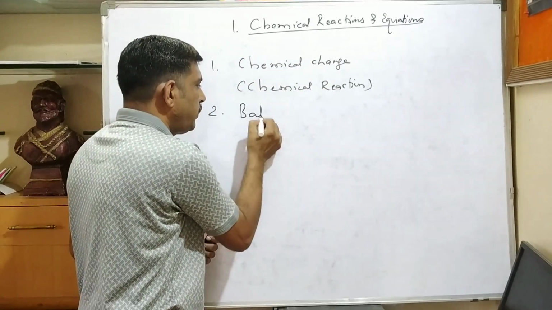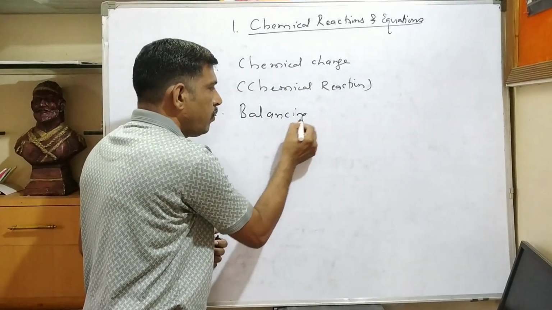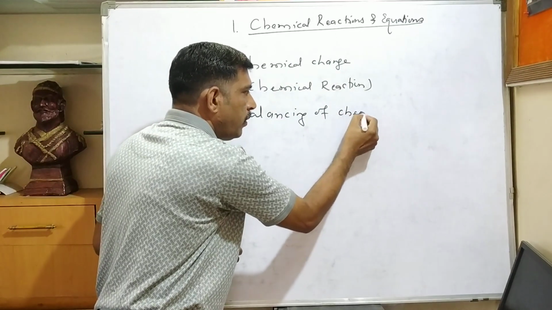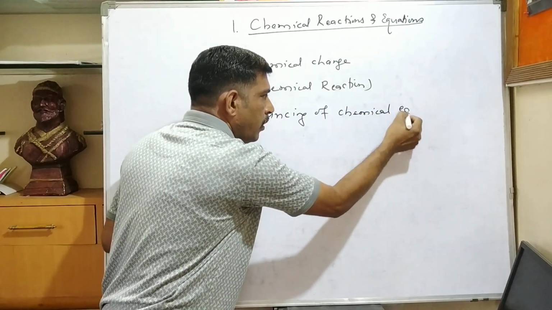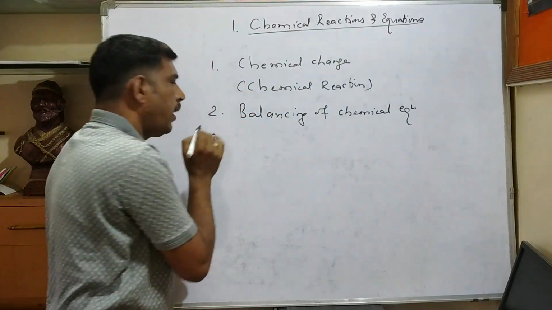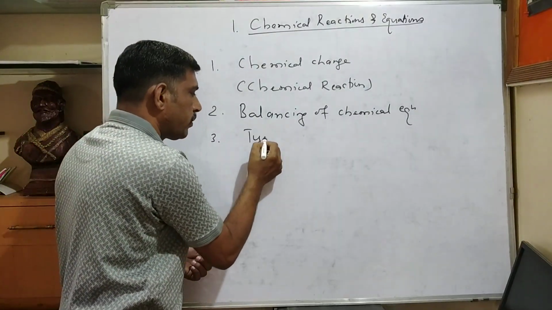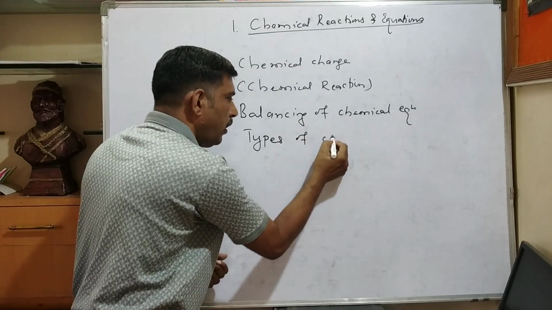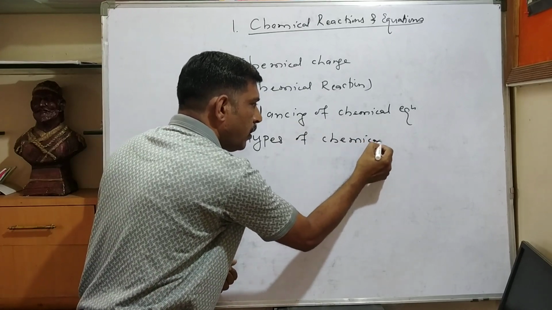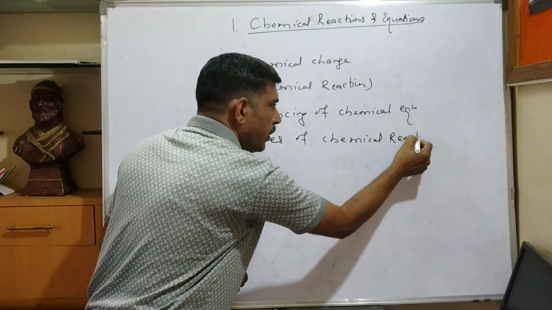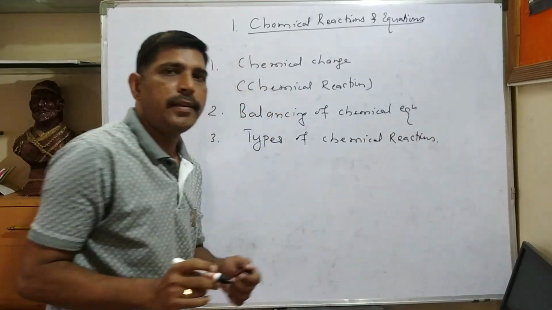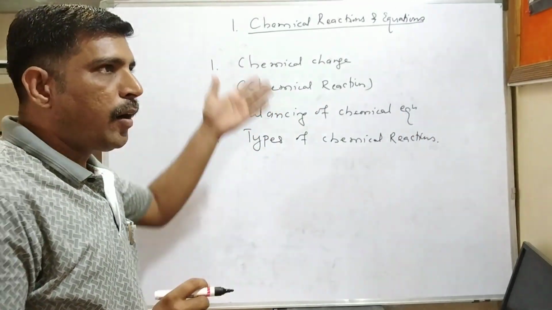So balancing of chemical equation. And third, which is a very important part, is the different types of chemical reactions. Types of chemical reactions. So again here I am going to explain the objectives.